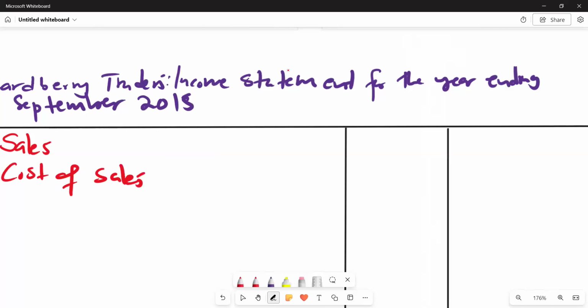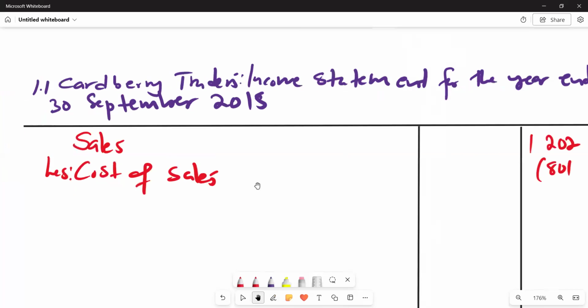Then for our sales, remember we got 1,202,400. Then cost of sales is 801,600. And obviously we are saying less, which means we subtract this figure. If the cost of sales figure is not given, as in this question, you need to start by saying opening stock here, then add purchases, then less your closing stock. The answer that you get, you put here as representing your cost of sales. But in this case, you're not going to do that because it's already calculated. After that, we go to other operating income.